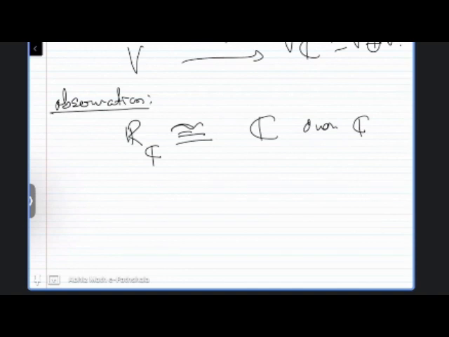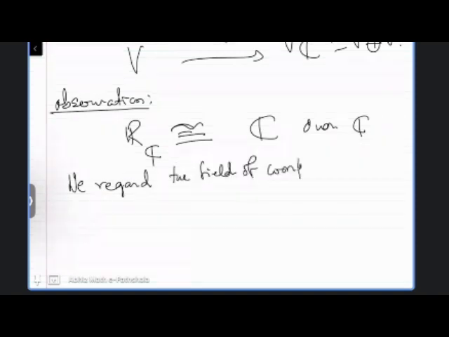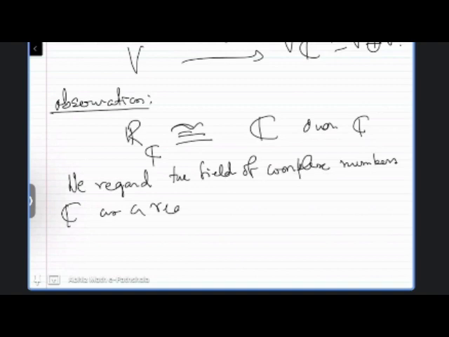Because why? Why is it so? Because you can check it just by using the above theorem. Okay, so since we regard the field of complex numbers C as a real vector space.